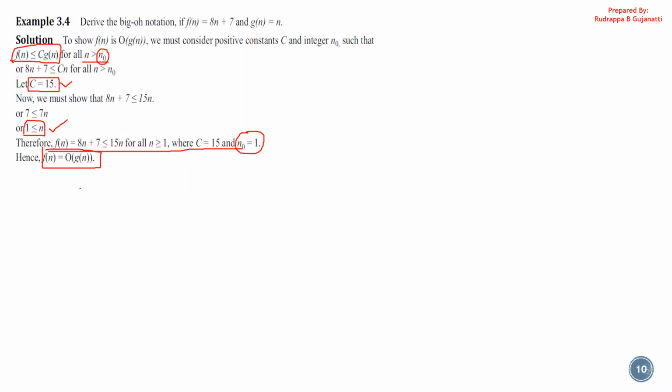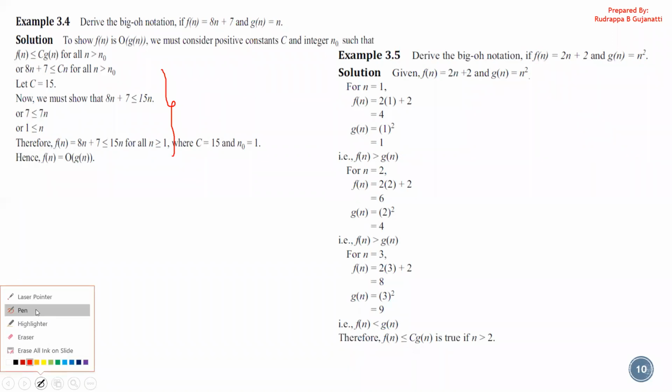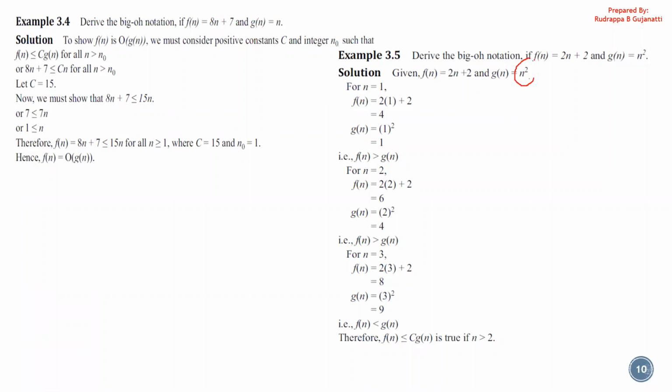So now let us look at another problem in which he has made use of the trial and error method. Here, derive the BigOh notation if f of n is 2n plus 2 and g of n is n square. So again, here we have a quadratic equation. If I try to solve it using this method, it might end up having two results, because we'll be having plus and minus when you solve the quadratic equation, so n will have two possible solutions because of the quadratic representation.